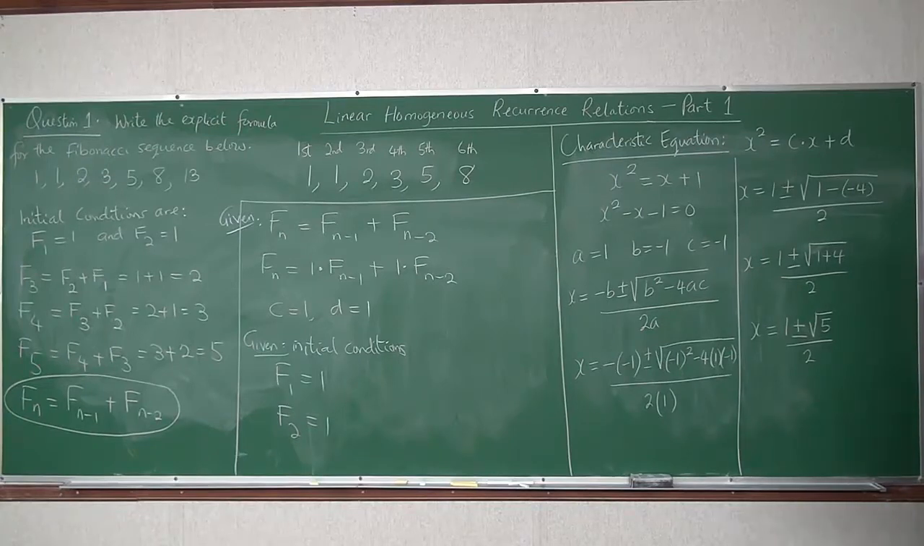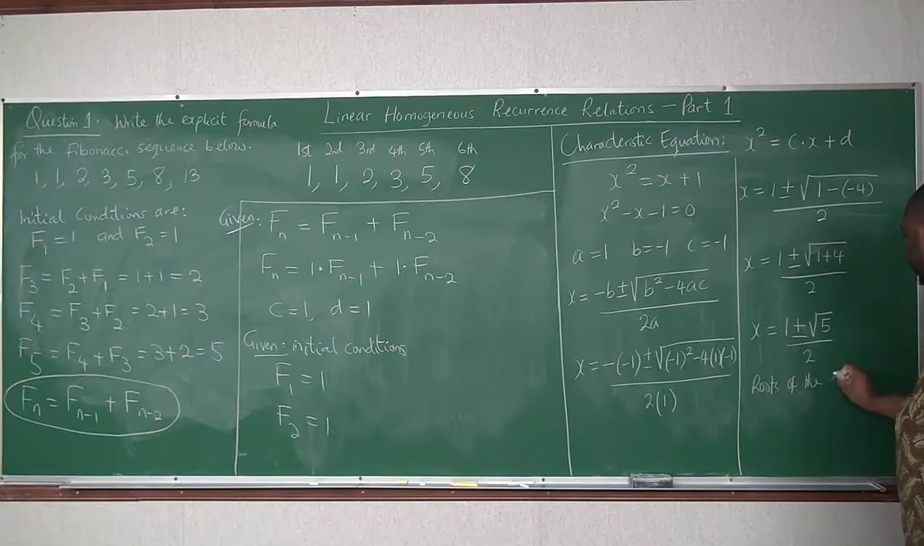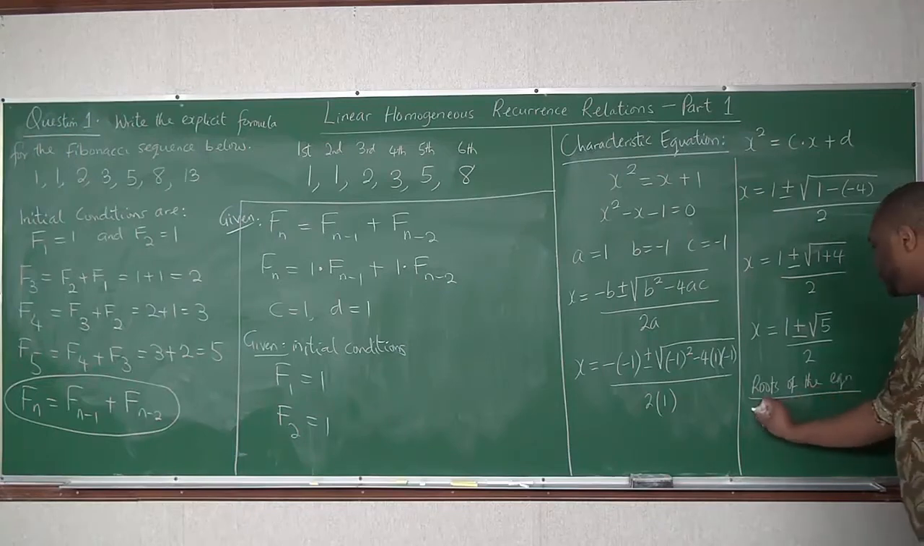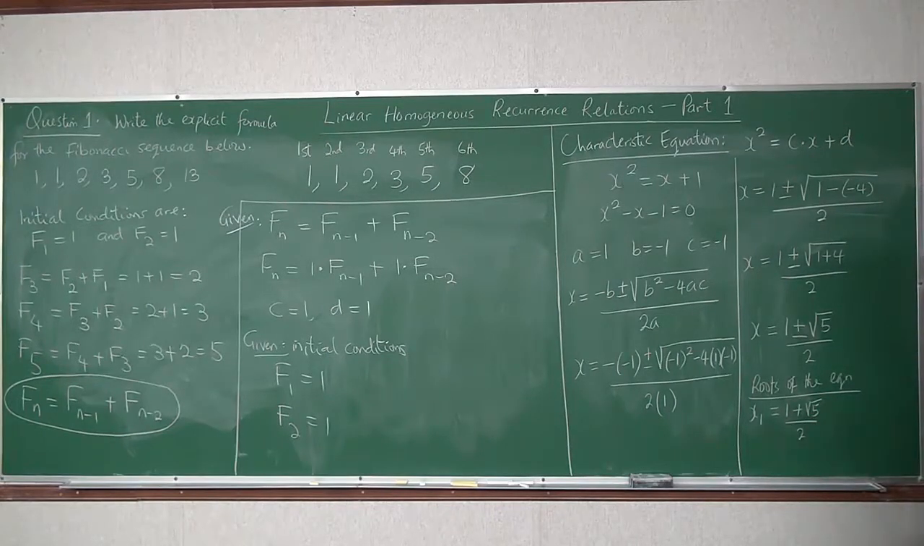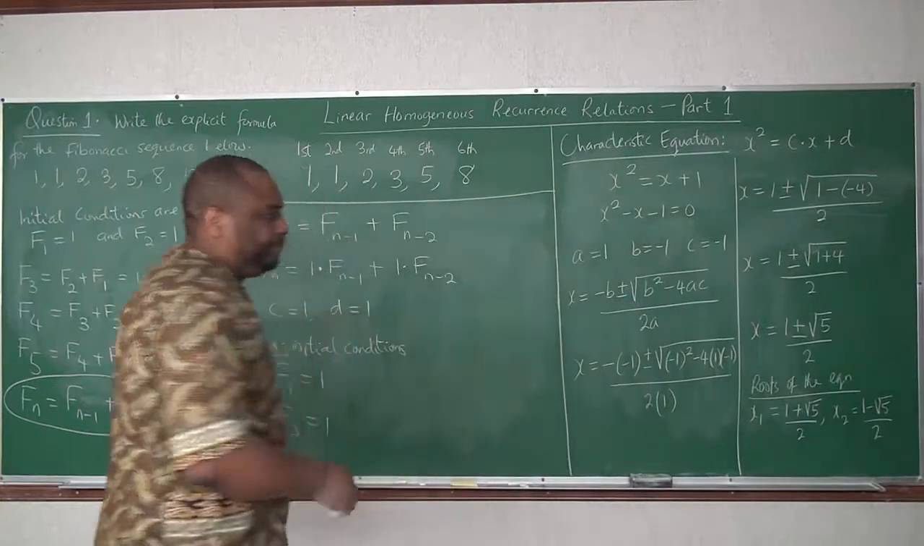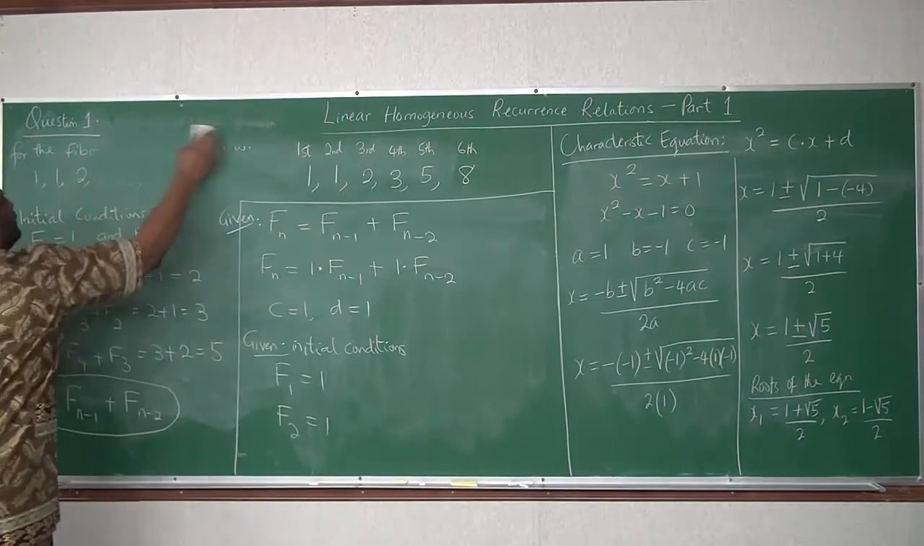Now, let's get the roots of the characteristic equation, very important to us. We need the roots. x1 is 1 plus square root of 5 over 2, and x2 is 1 minus square root of 5 over 2. These roots are very important, we need them. Now, I'm going to write the roots here again.